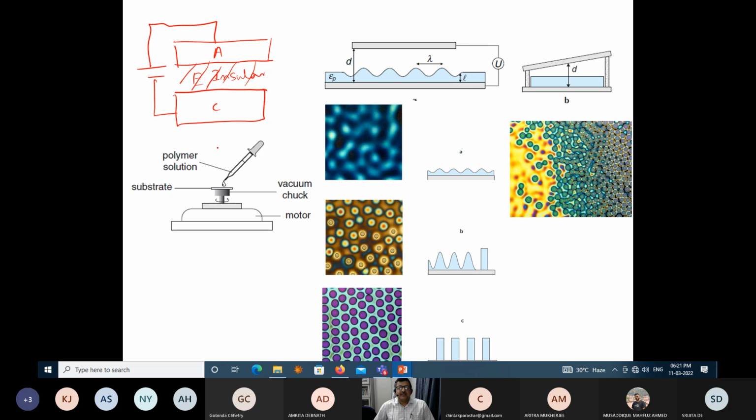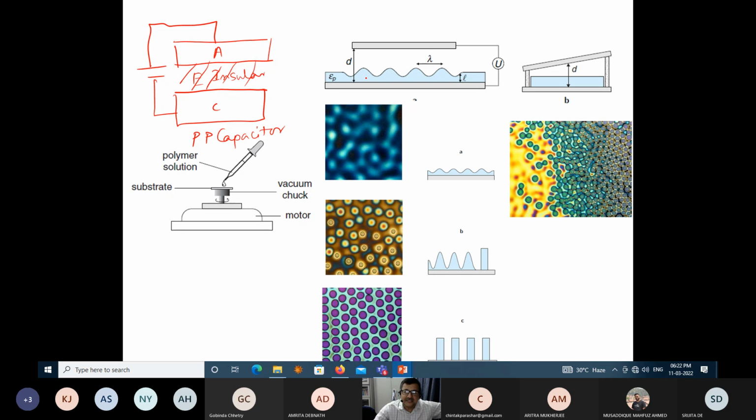What is this particular configuration called? Anybody has any idea? What is this called, if you have an insulator sandwiched between the two electrodes? Dielectric? Capacitor, sir. Capacitor. What is the name of this capacitor? Parallel plate capacitor. Parallel plate capacitor, right? So this is called a parallel plate capacitor.